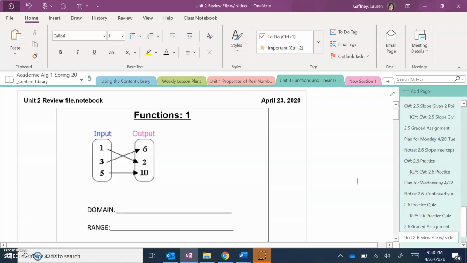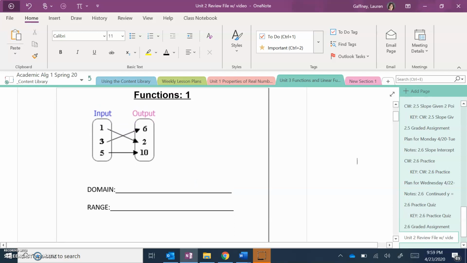Hi guys! So what I'm going to do in this video is a quick rundown and review of the Chapter 2 stuff that will be on the test, which will be pushed out for next Tuesday and Wednesday. Okay, so the first thing we started with was listing out domain and range and determining whether something was a function.